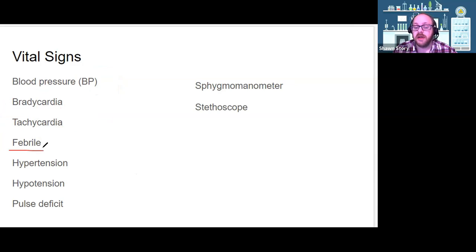Febrile is the scientific word for fever. And it's just the science word that you will see for fever. We looked at both of these here.